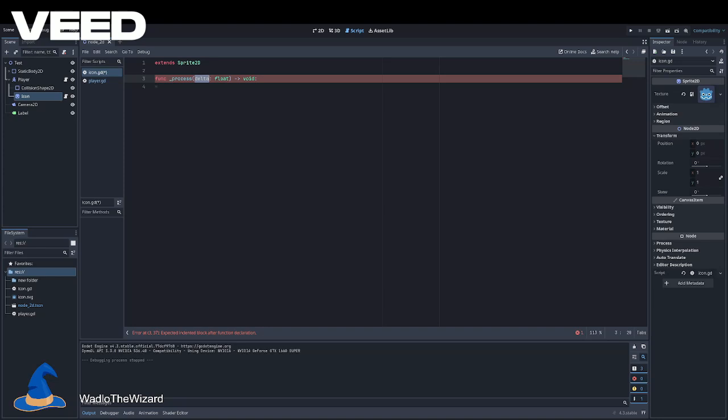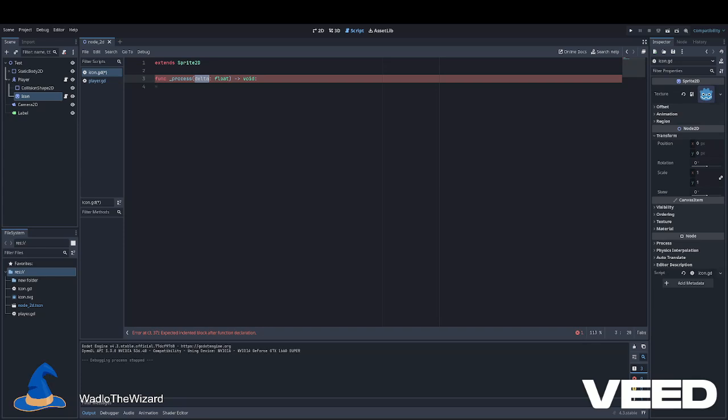So say you're getting around 10 frames per second. Delta would be equal to 1/10. Now say you're getting 30 frames per second. Delta would be equal to around 1/30th.